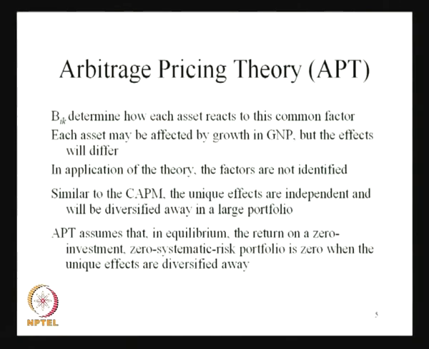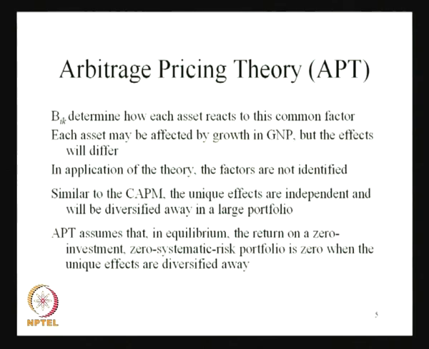We already discussed these things, but that is why each asset reacts to the common factor, which is represented by the coefficients of the different factors whenever we run the regression with the expected return of the stock. Each asset may be affected by growth in GNP, but the effect will differ, as I already told you, because the impact of the business cycle or the growth rate of the economy on all the assets is not the same.